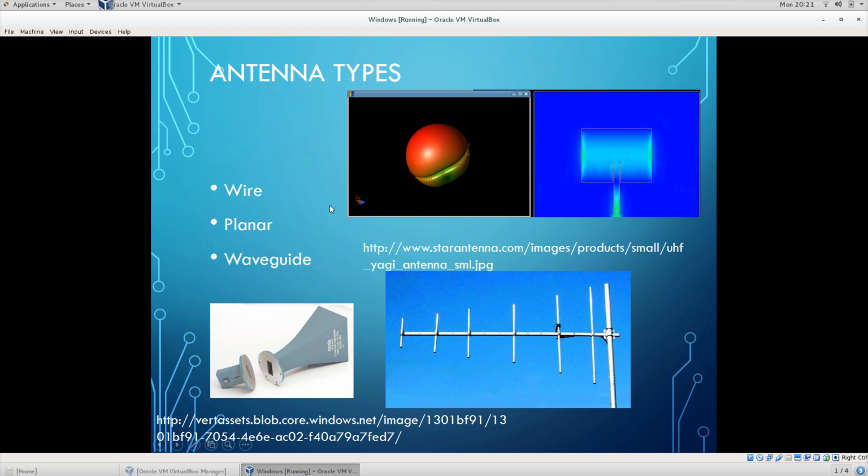So there's several different kinds of antennas, and I guess I could have done this slide a little sooner, but primarily you have wire antennas, planar antennas, and waveguide type antennas. So wire antennas are like this antenna here.